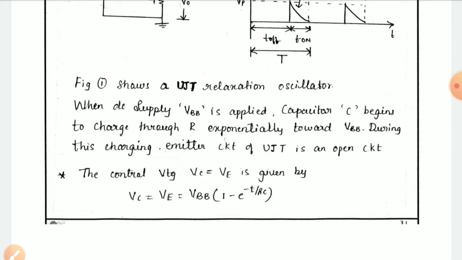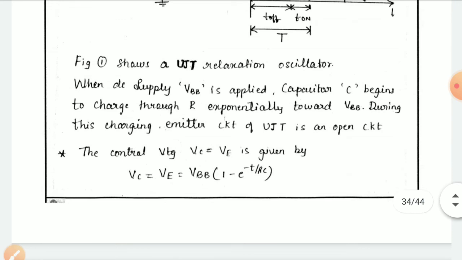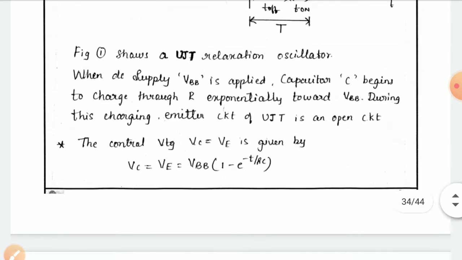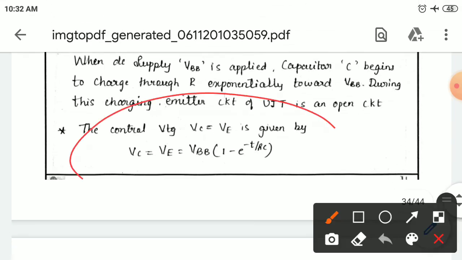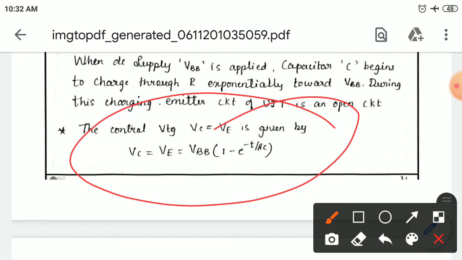The control voltage during this charging of the capacitor is given by VC, the capacitor voltage, which is equal to the emitter voltage VE. That is, VC equals VE equals VBB into the bracket of 1 minus e raised to minus t divided by RC.